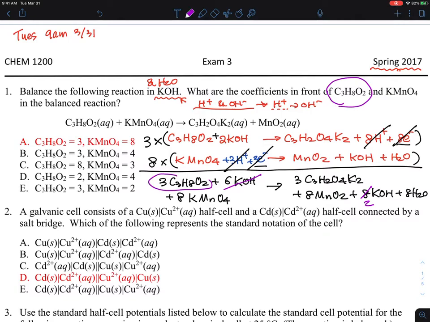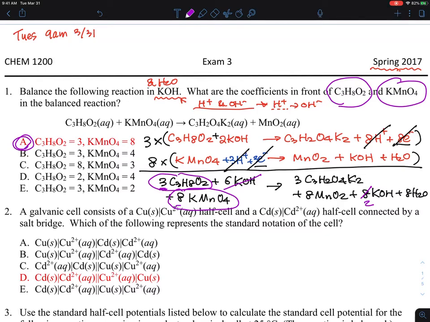So that's the one. You will see the 3 and KMnO4, which is a KMnO4. Where is it now? Yeah, here, you need an A. So that's an A, is an answer for this.